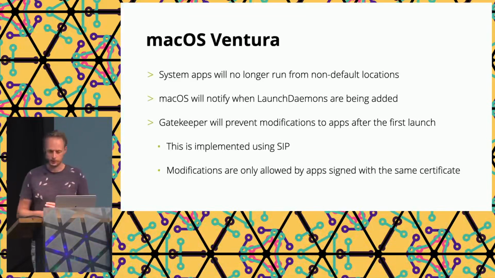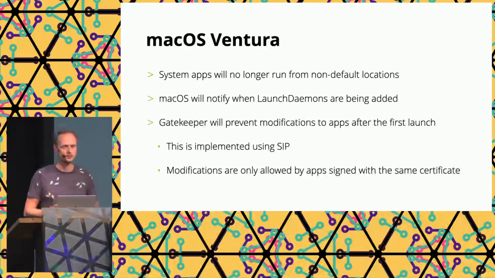There is a whitelist for this. For example, if you have an update service like Sparkle or something, you can say, okay, Sparkle, I also accept that certificate to make changes to my app.